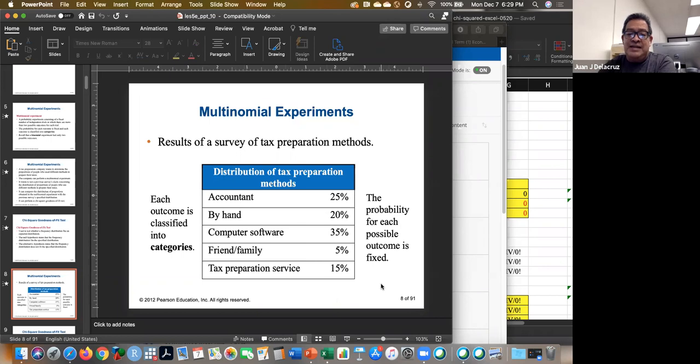In this case, let's imagine that you have a tax preparation service. You are expecting that 15% of the people in, let's say, the neighborhood are going to look for your services, because that's what you know, right?